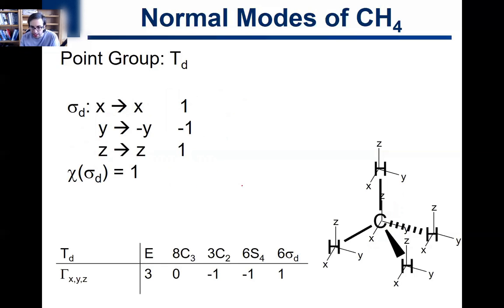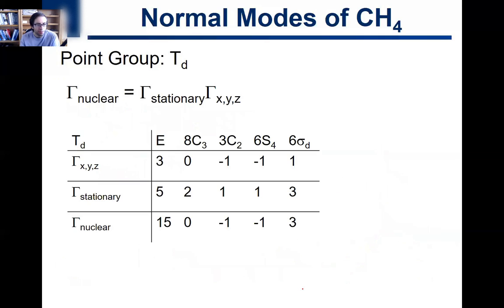Last one is a sigma d. And so it looks like here, I defined it to be in the xz plane. So that's going to interconvert this hydrogen and this hydrogen because the plane is right there. And so x and z, since they're in the plane, those aren't going to move, so that's going to give you 1s. And y is on one side of the plane, so it's going to go to the other side of the plane, become negative 1. Overall, that gets you a 1. So there's our reducible representation for gamma x, y, z.